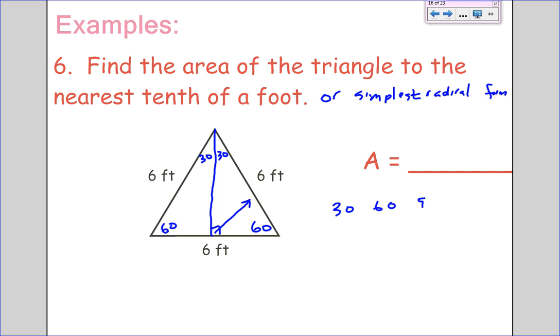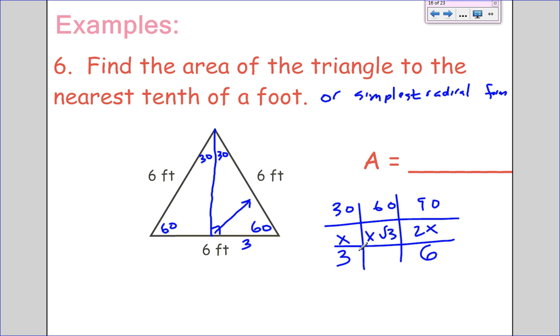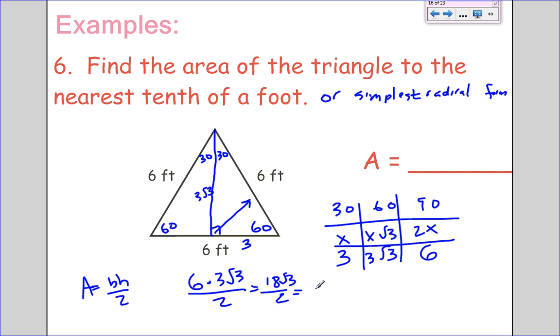So if you think about your 30, 60, 90 patterns that we learned before, x, x root 3, and 2x, the 90 is 6. Now to go to the 30, you divide by 2, which makes this piece 3. And 60 is going to be 3 square root of 3. So the area equals base times height over 2. So the base is 6 times the height, which is 3 root 3, over 2 equals 18 root 3 over 2, which is the same thing as 9 square root 3 feet squared. So that's an easy way to find the area of a triangle: drop the altitude, use the 30, 60, 90, and then plug in.